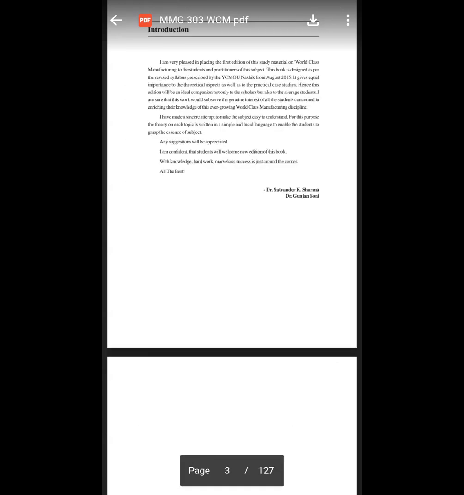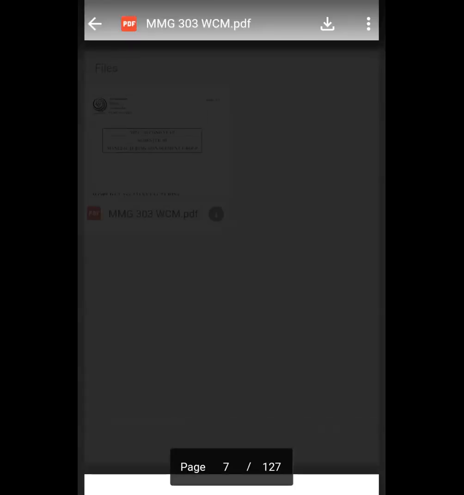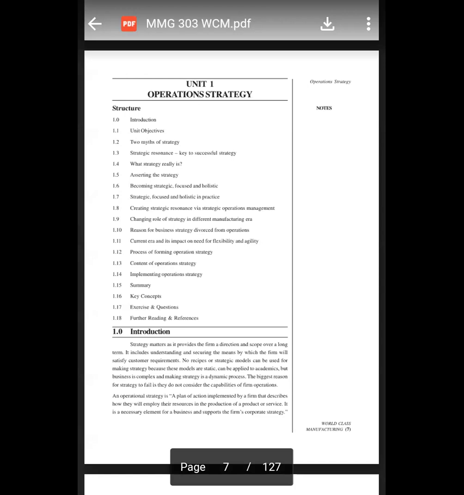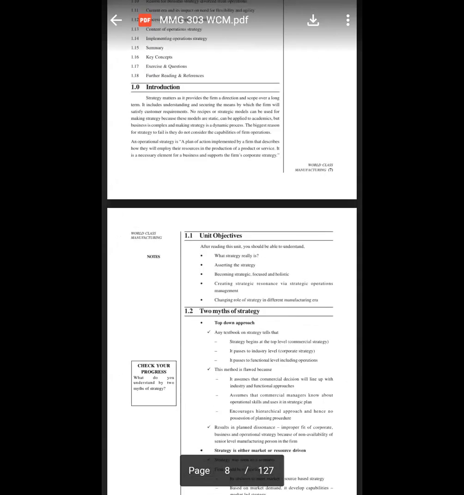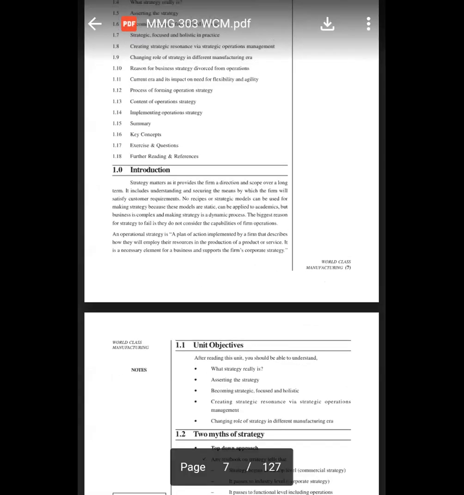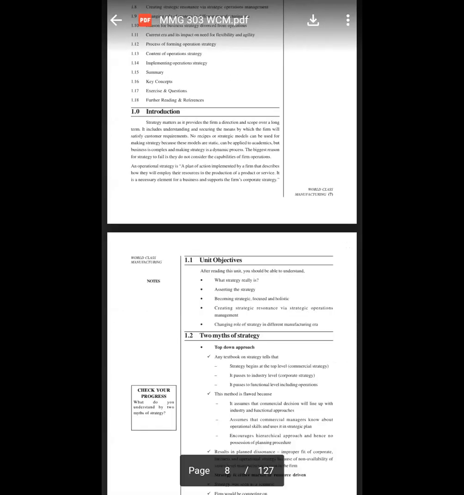Okay, now we are going to see the first unit, that is called operational strategy. See, strategy means what? First of all, strategy matters as it provides a firm direction and the scope over a longer duration of time.